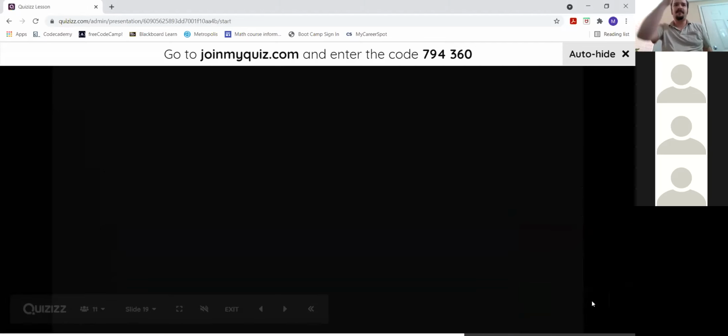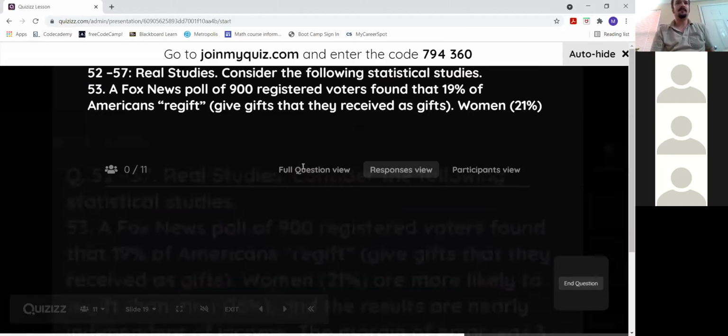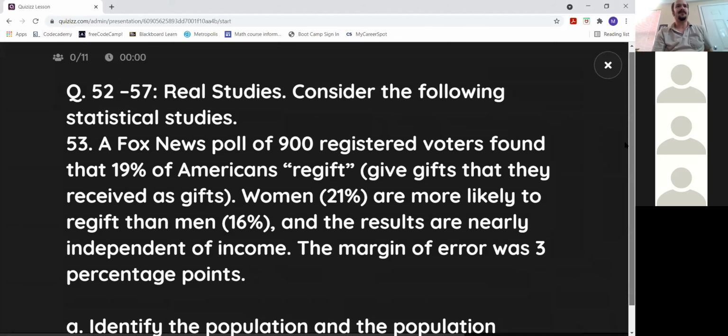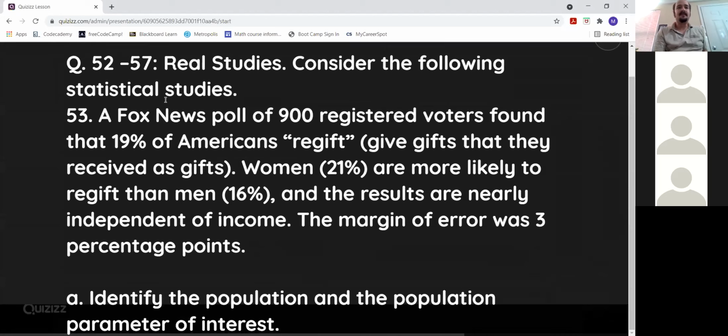So they definitely don't go that deep into confidence intervals. But I think they say something about a 95% confidence interval or something. Consider the following statistical study. A Fox News poll of 900 registered voters found that 19% of Americans regift. Women are more likely to regift than men, 21 versus 16%. And the results are nearly independent of income. The margin of error was 3 percentage points.